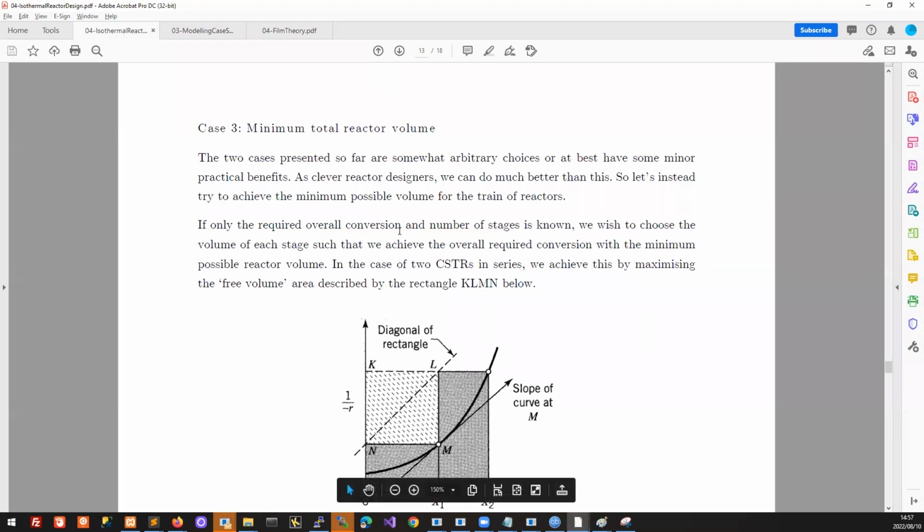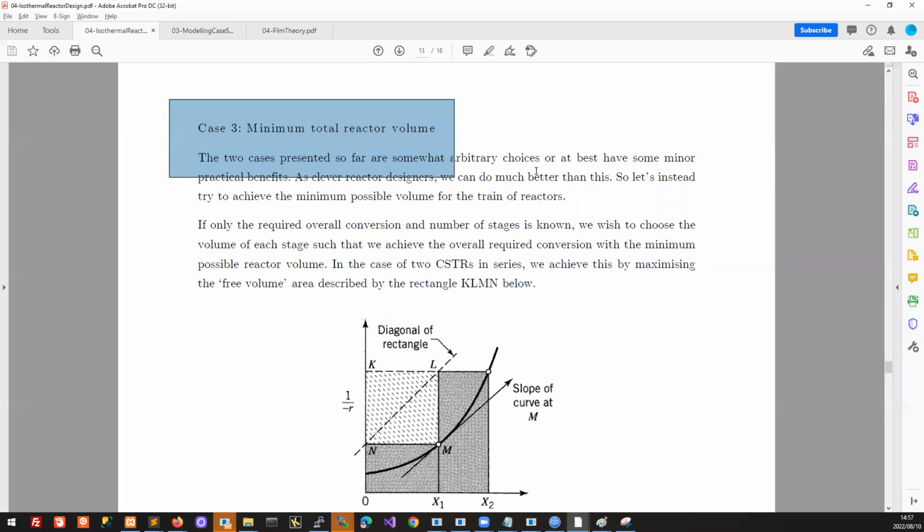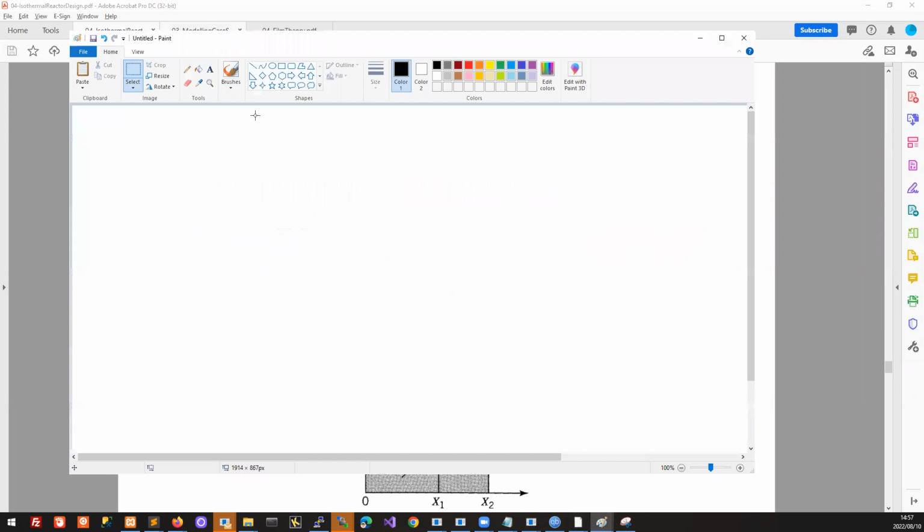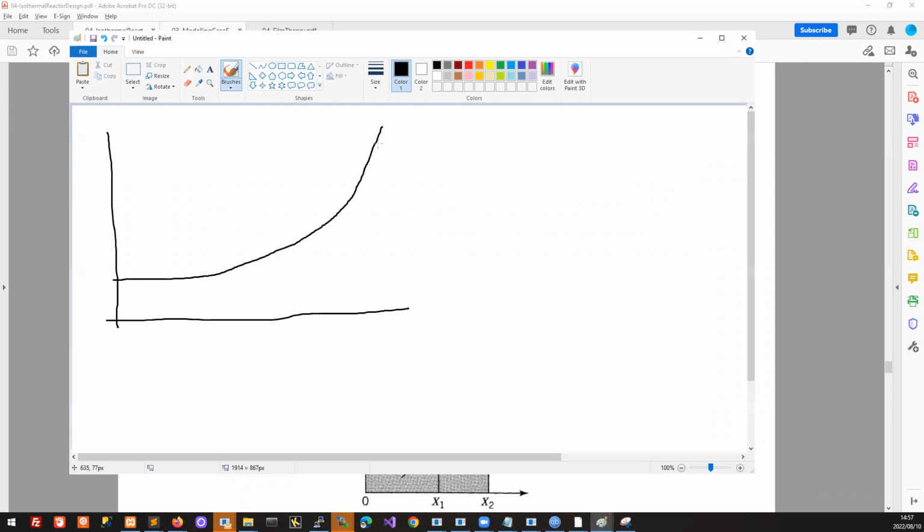So here we are trying to be a bit cleverer, right? Here we are saying, well, I've got my workshop, they can make any volume that I want, but still I want to take advantage of these CSTRs in series. I know I get better performance using these CSTRs in series, but I don't want to just wing it, right? I don't want to just hope for the best that I'm going to use equal conversions or equal volumes. I know that there must be an optimal choice.